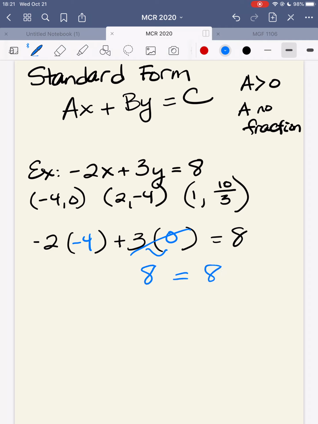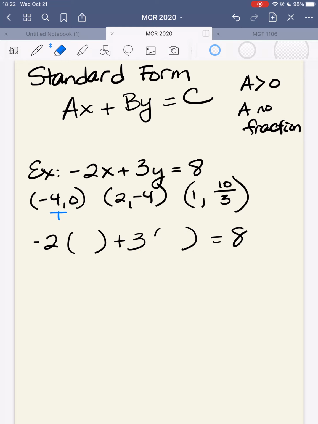Is that equal to 8? That's what we want to know. In this case, this is true. So this first ordered pair is a solution for my equation. All right, let's go ahead and look at the next point. I have to do some rewriting here. All right, so I want to know if 2, -4 is a solution to this equation.